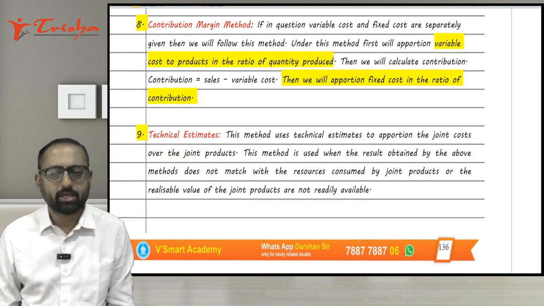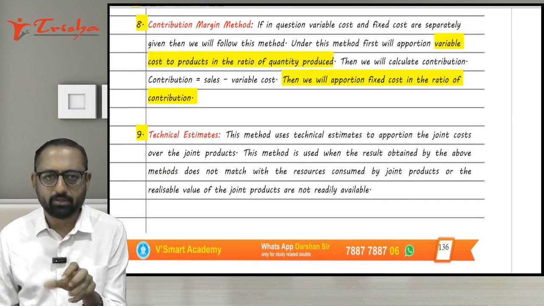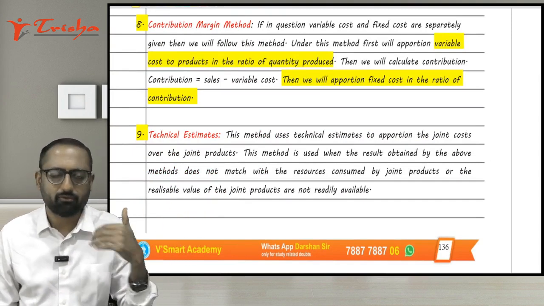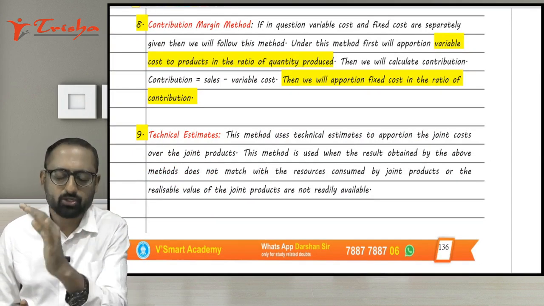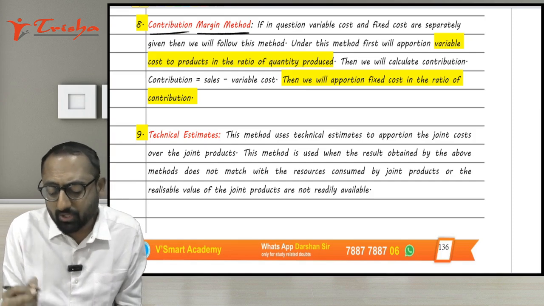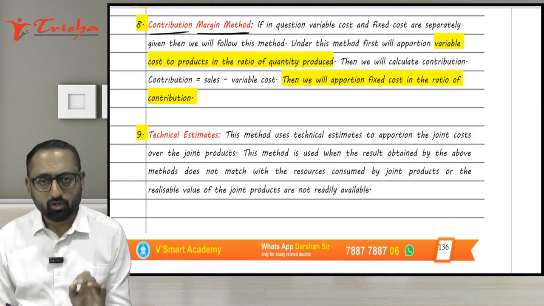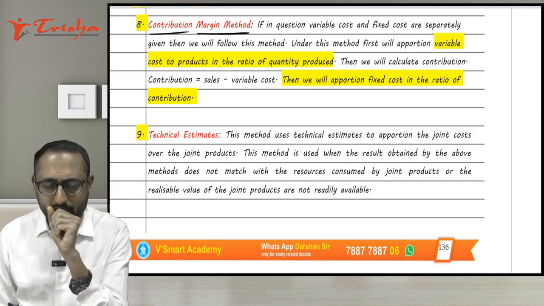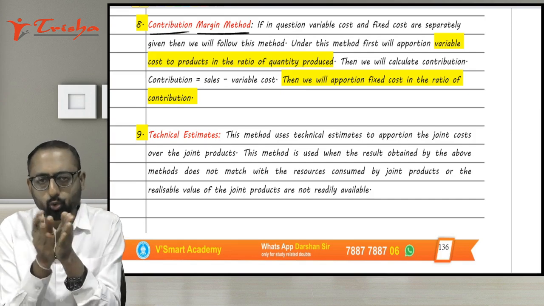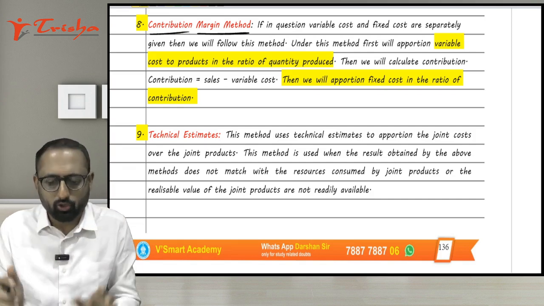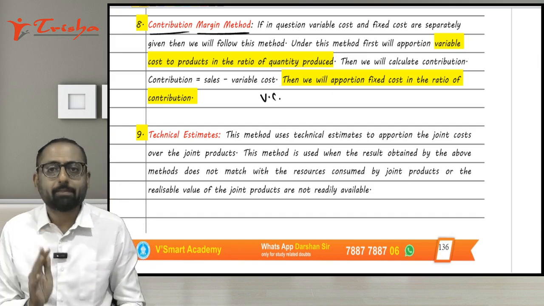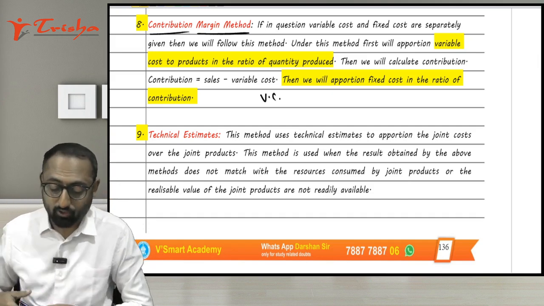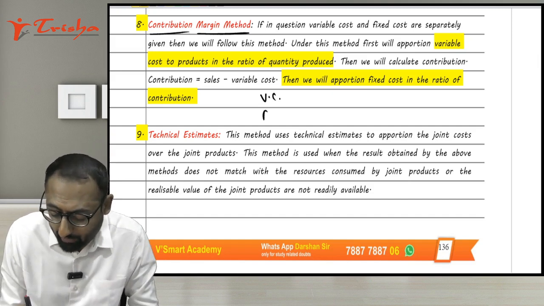Now let's go to the eighth method, the last practical method. One more theoretical method is also there, we'll discuss it later. So the eighth method is the contribution margin method. In the contribution margin method, you are given two parts of the joint cost. The first part of the joint cost is variable cost, and the other part of the joint cost is fixed cost. So variable cost and fixed cost.